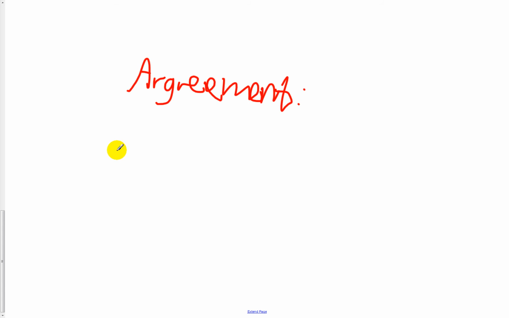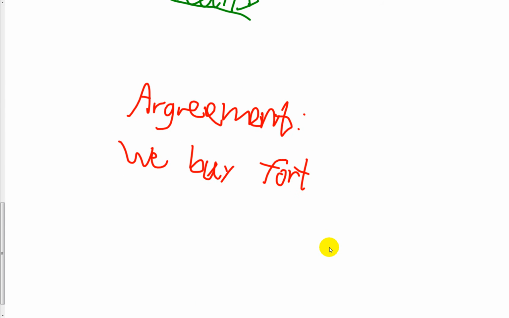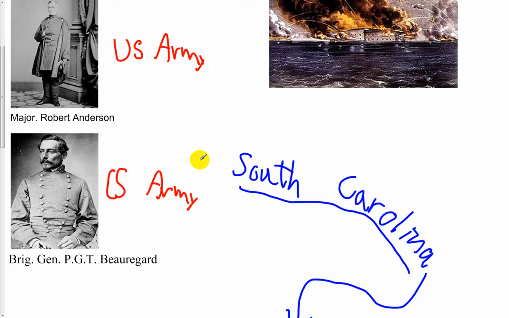So basically, they were saying we buy Fort Sumter, which is of course the fortress up here that was in South Carolina in the Charleston Harbor. So here, Fort Sumter, and we go to peace. That was what the agreement was about. Basically, that's not literally how it looked, but that was basically how it looked.